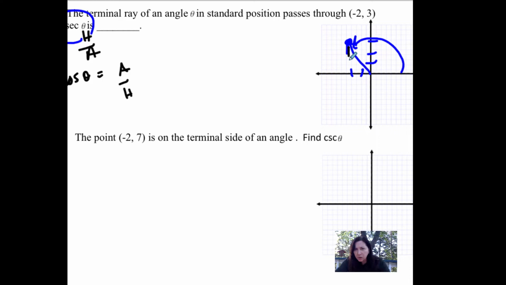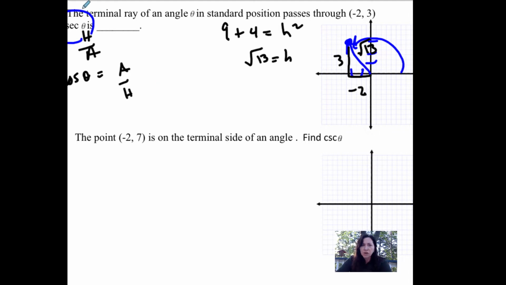So what we need to do is we need to find out what our values are here. We know that's negative 2. We know that's positive 3. So that means that my hypotenuse, if I were to use Pythagorean theorem, is going to be 9 plus 4 is equal to my hypotenuse squared. So my hypotenuse is equal to the square root of 13. So there's square root of 13. So secant of that is going to be hypotenuse, which is root 13, over adjacent, which is negative 2. This one says the point negative 2, 7, so there's 7.